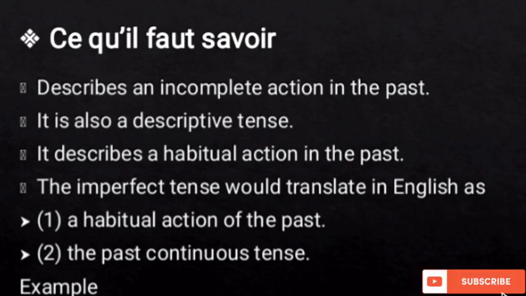Look at this example. We have je dansais. It means I used to dance, or I was dancing. I could say quand j'étais jeune, when I was young, je dansais. I did not stop dancing, I kept dancing. Or I simply say I was dancing when I was younger.